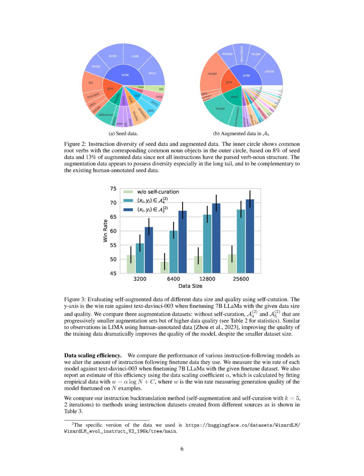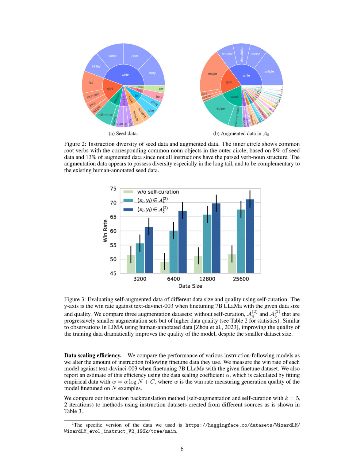We're examining how different models perform when we change the amount of instruction following data they use. We're comparing these models to Text DaVinci 003, a model that's been fine-tuned with a 7B llama dataset. We're also estimating the efficiency of these models using a data scaling coefficient, alpha. This coefficient is determined by fitting the data to a formula where the win rate, W, is equal to alpha times the logarithm of n, the number of examples the model is fine-tuned on, plus a constant, c.